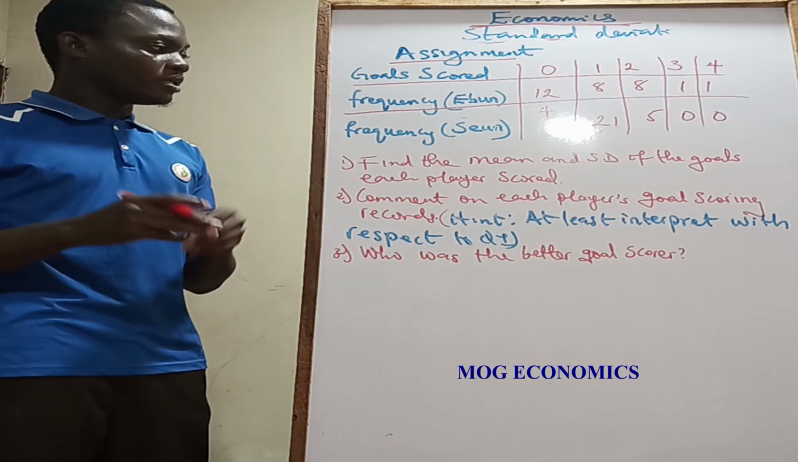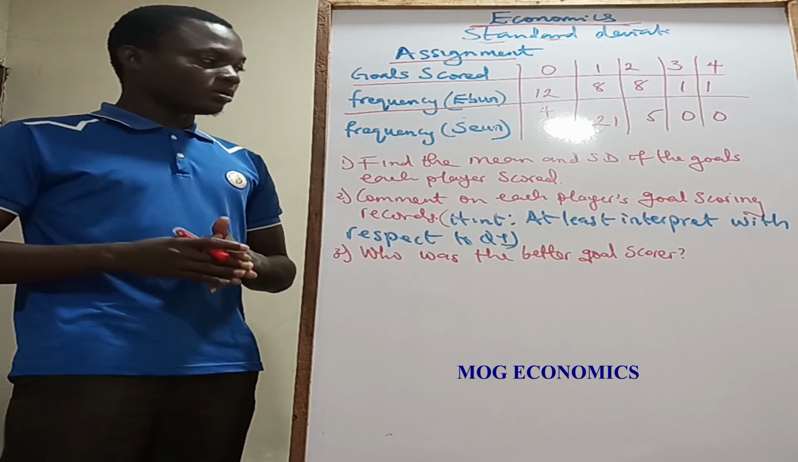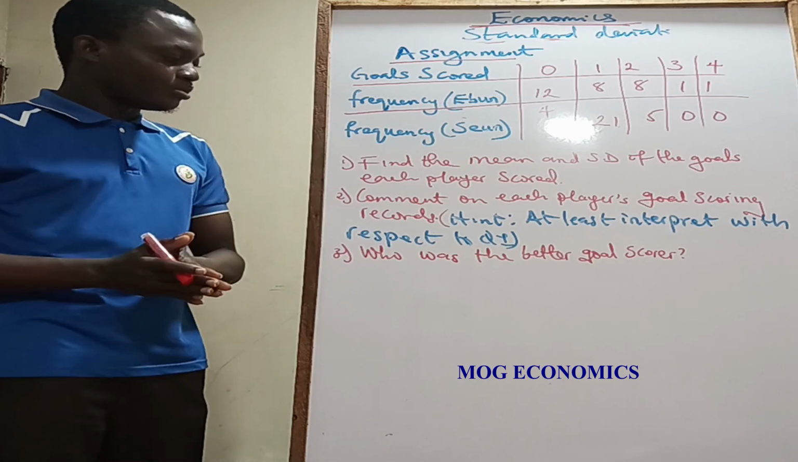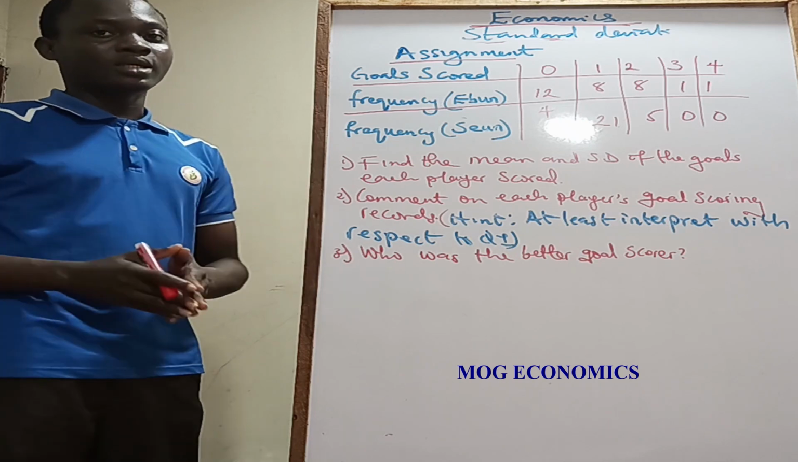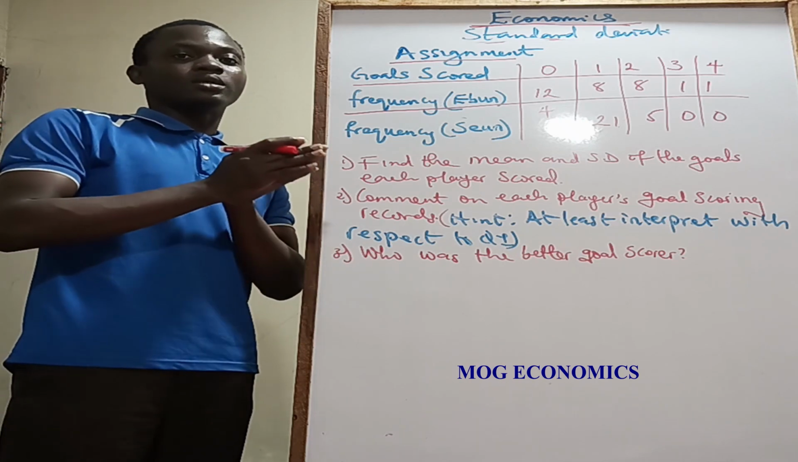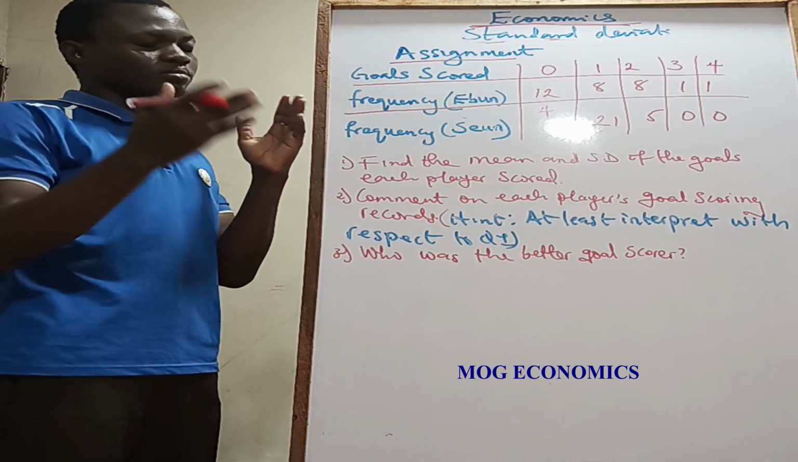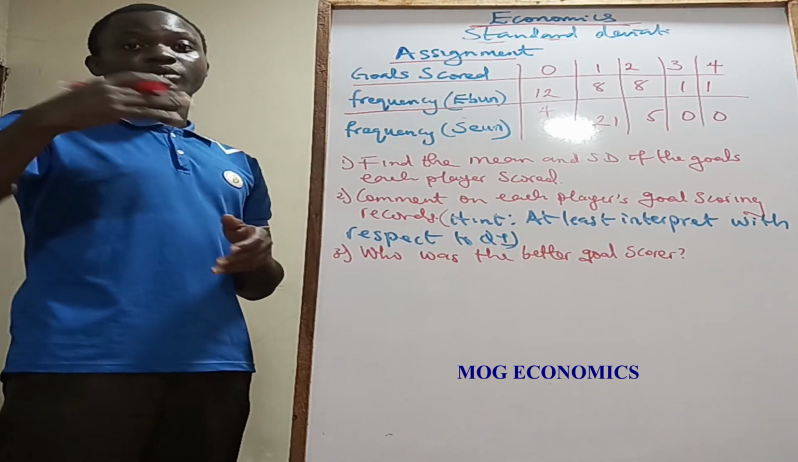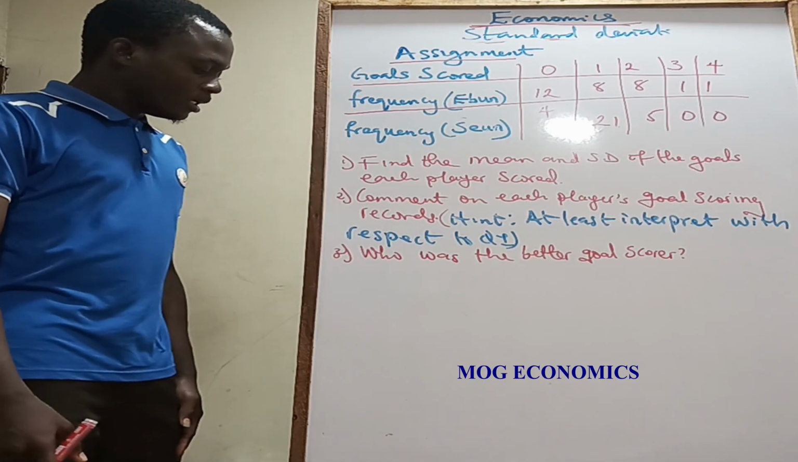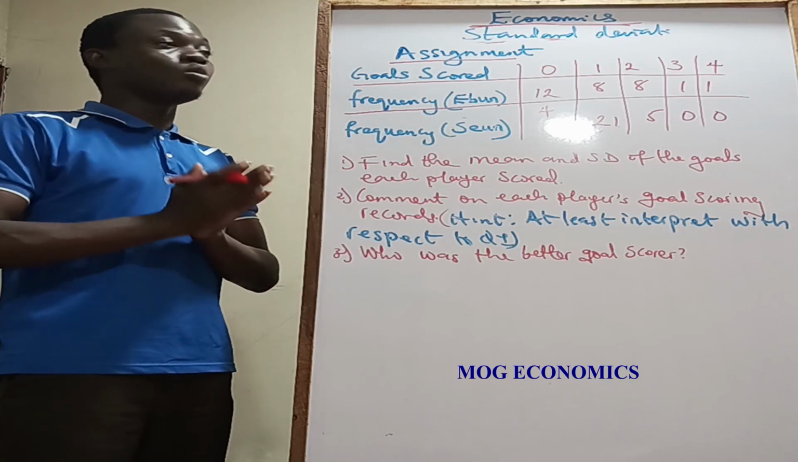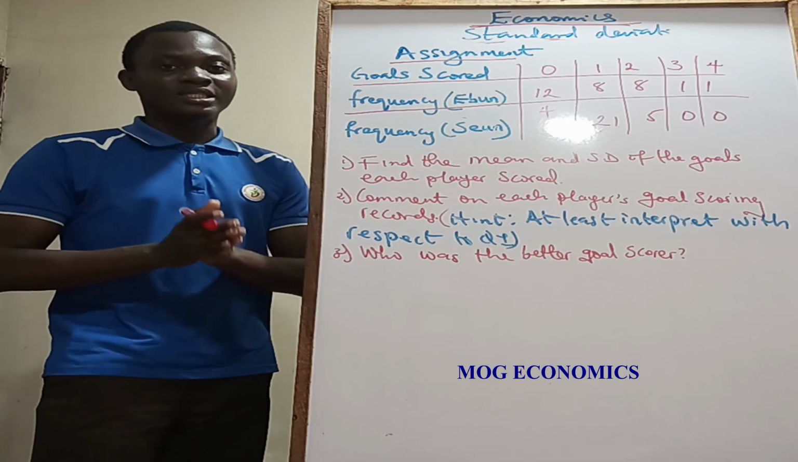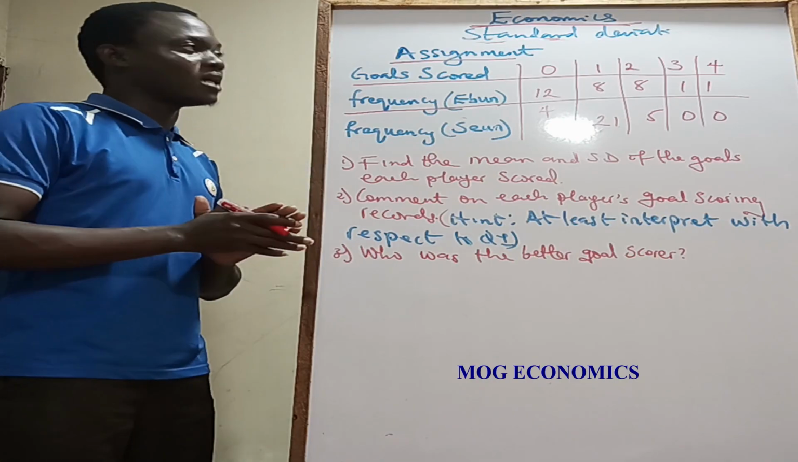Then number two, comment on each player's goal scoring records. As a hint, at least interpret with respect to your mean and the standard deviation. You may also look at the range, etc. It's kind of an applied question. Now number three, who was the better goal scorer, or who are you going to have on your team, between Sheung and Ekun?